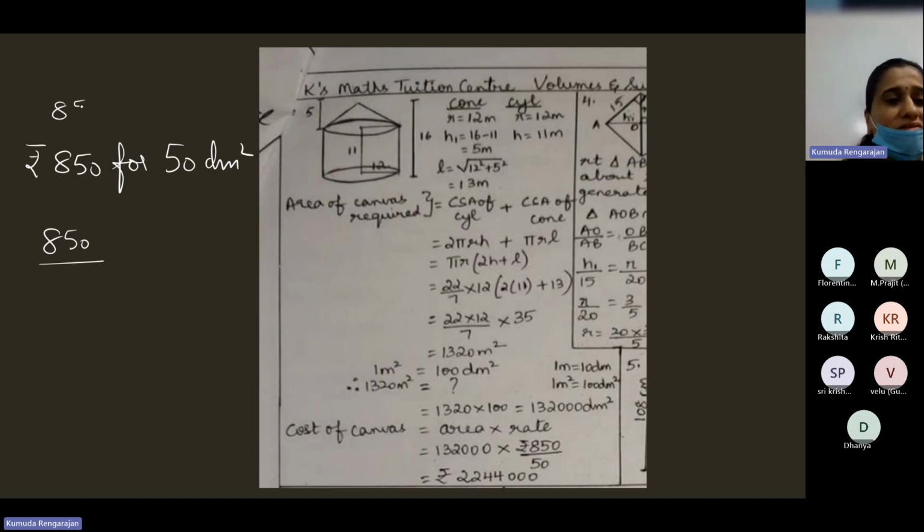It's like 850 rupees is for 50 pencils. So for one pencil, how much? 850 by 50. If the cost is 850 for 50 pencils, how much is it for one pencil? 850 by 50. Similarly, it is 850 rupees for 50 decimeter square. For 1 decimeter square, 850 by 50 will be the rate per decimeter square. You should multiply the area with the rate per decimeter square. So that's what you can see below here.